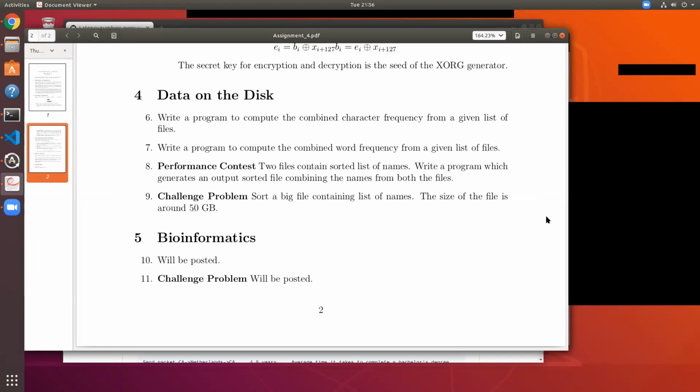Okay, so that is about the homework. I think you got a good picture of the problems, I guess.